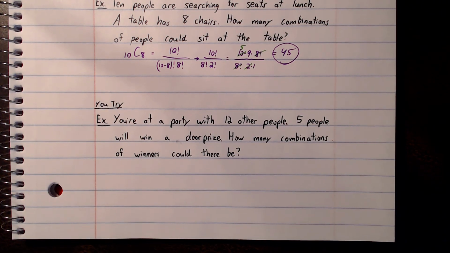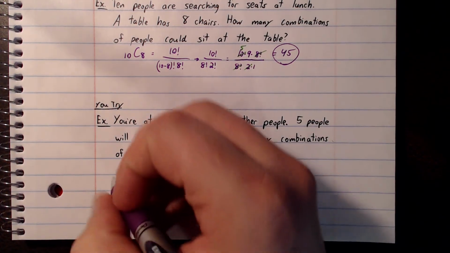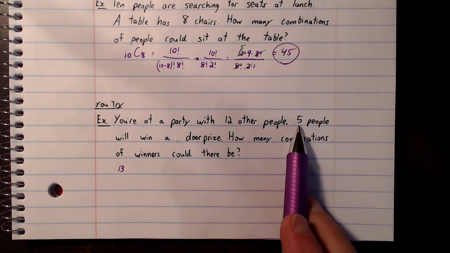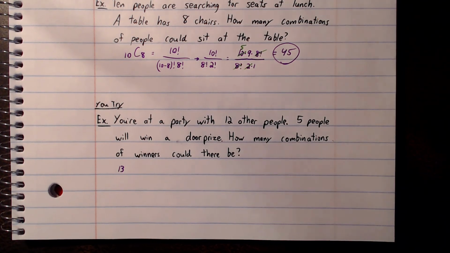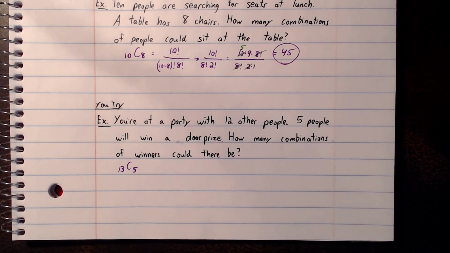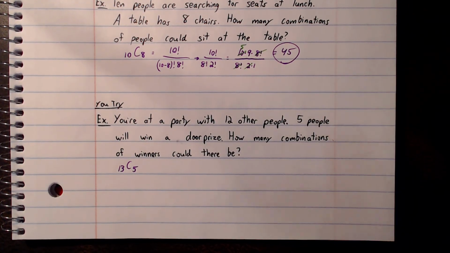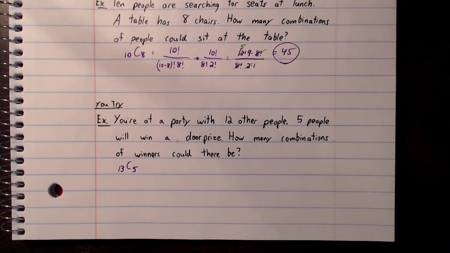All right, let's see how this one worked. You're at a party with 12 other people. That means you're included. I hope that you kept an eye on that. So in total, there's 13 people. 5 people are going to win a door prize. If you know anything about door prizes, they're just randomly selected. Maybe they pull out a ticket from a bucket. Who knows? But there's no first, second, third place. The order doesn't matter. It's just the fact that 5 people are going to win something. So the question is, how many combinations of winners could there be at this party? How many 5 people combos are going to walk out with smiles?